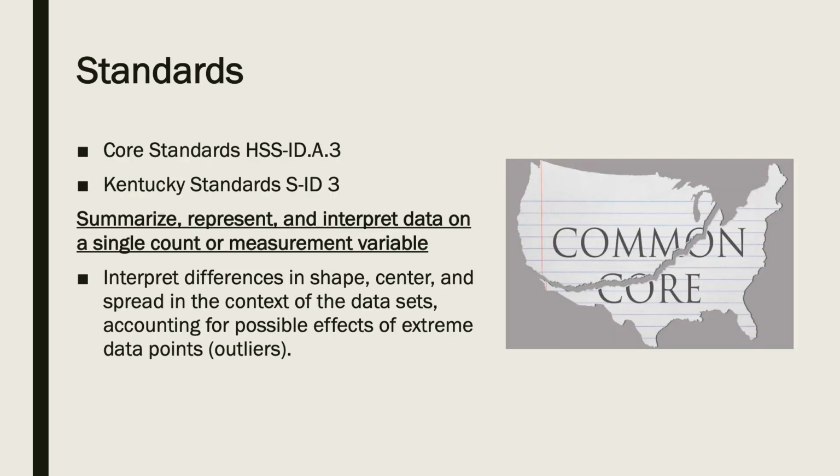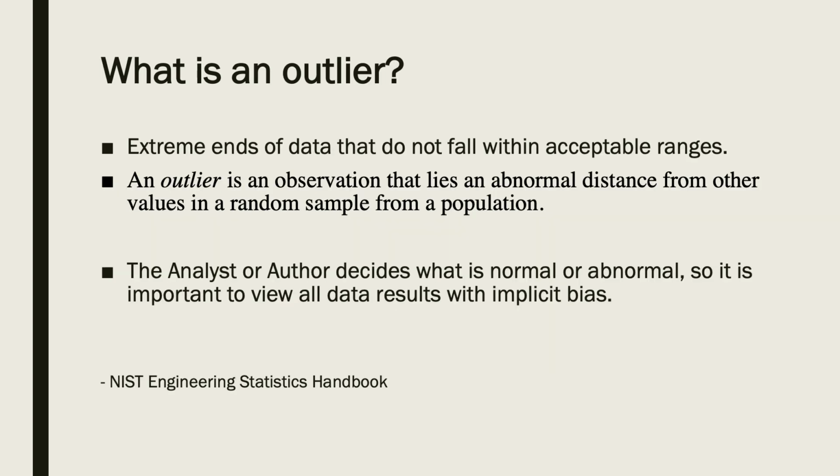The standard is a Common Core standard, and the Kentucky standard is listed: interpret differences in shape, center, and spread for possible effect of extreme outliers. So what is an outlier? Extreme ends of data that do not fall within an acceptable range.